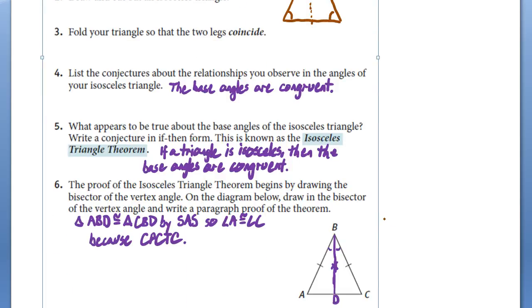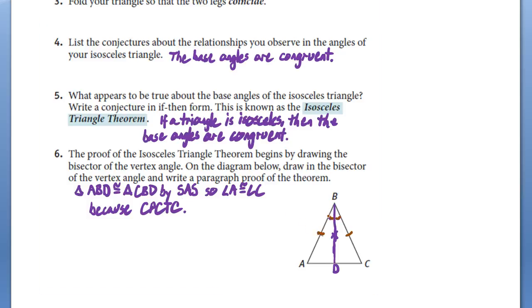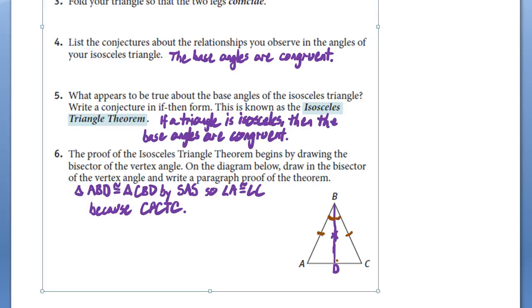The proof of this theorem begins by drawing the bisector of the vertex angle. So here we have the diagram, and then the purple line is the bisector of angle B. That and that are equal. Because it's an isosceles triangle, we know that that leg is congruent to that leg. And as soon as we split it down the middle, it creates two triangles. I think that those two triangles are congruent by SAS. We have a side marked, and then an angle, and then certainly the side that's shared between them is congruent. So SAS is our criterion.